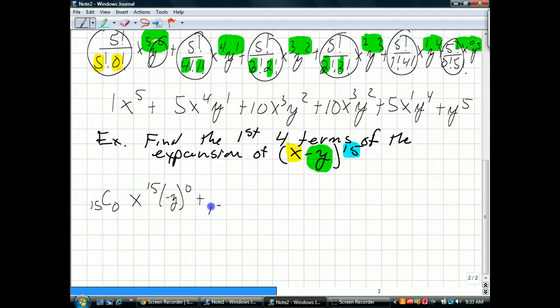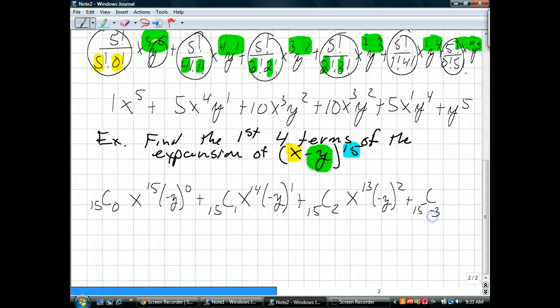That's our first term. The second term is going to be 15 combinations of 1, x to the 14, negative y to the 1. That's the second term. Then 15 combinations of 2, x to the 13, negative y to the second. That's the third term. And then the fourth term, now notice that this is the fourth term, but the exponent on the y is a 3.